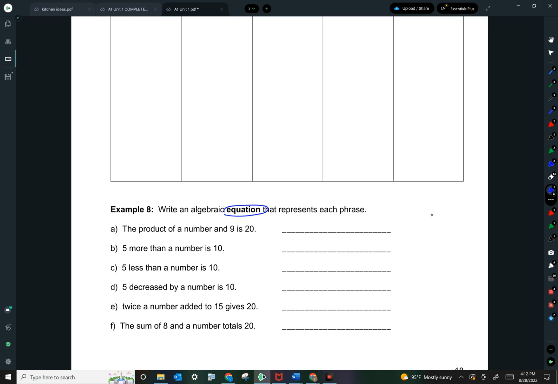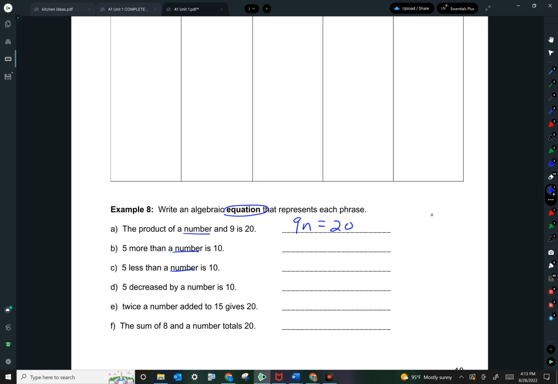So we're going to say the product of a number and 9. Every time we see the word number, that's going to be a variable. So it doesn't matter what variable. I'm going to use n for number. So the product of a number and 9. So I'm going to multiply n times 9. And normally, instead of saying n9, don't we normally say 9n? So the product is 20.